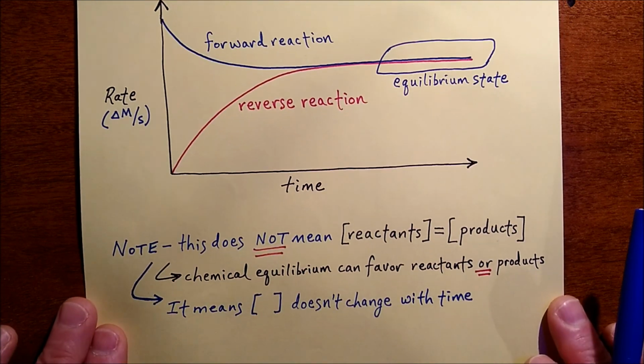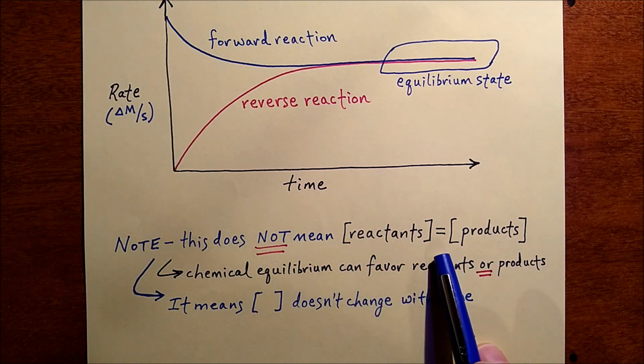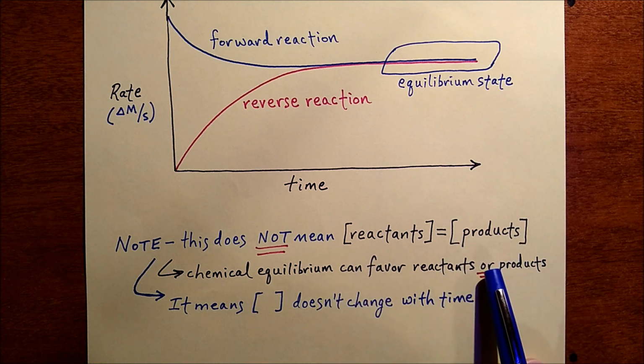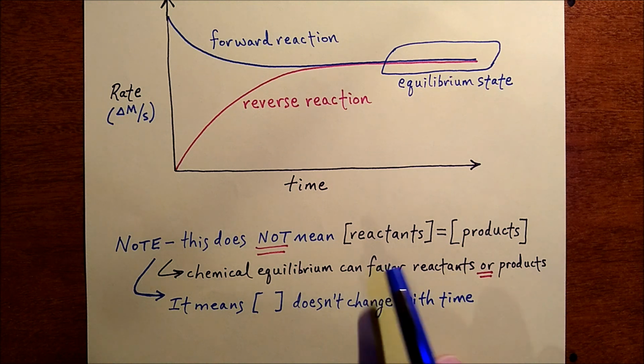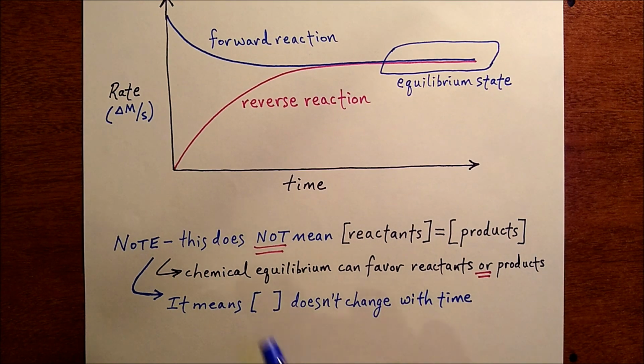But again, it's very important to remember that this does not mean that the concentration of the reactants, remember, we represent concentration with these square brackets, that means moles per liter, equilibrium does not mean that reactants concentration is equal to the product's concentration. A chemical equilibrium can favor reactants or products. We say it can lie to the right or it can lie to the left. So concentration doesn't change with time. It means it doesn't change with time.